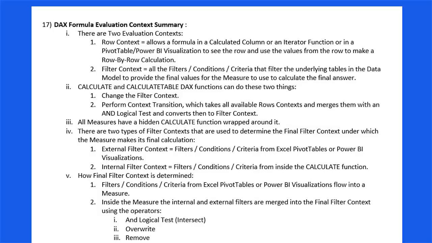Here's page 39 from our PDF notes, the DAX Formula Evaluation Context Summary. Remember, there's two evaluation contexts, row context and filter context. The CALCULATE and CALCULATETABLE functions do two things. They can change the filter context and perform context transition. Remember, all measures have a hidden CALCULATE function wrapped around them. There are two types of filter context before we get to the final filter context, external filter context and internal filter context. And when those two are merged into the final filter context, three operators are used: intersect, or the AND logical test, the overwrite operation, and the remove operator.